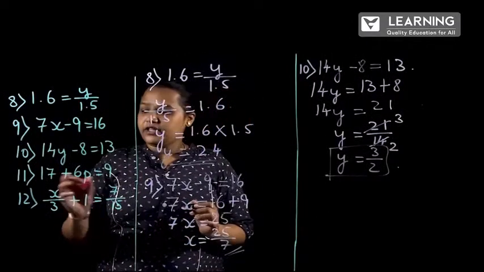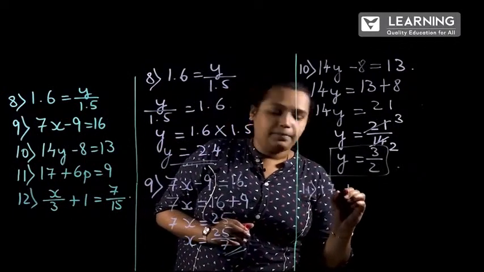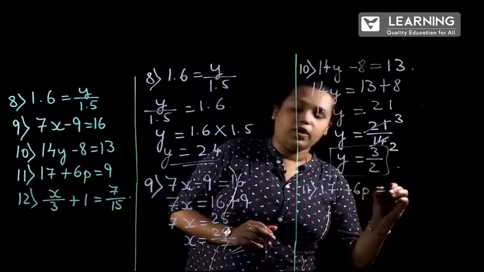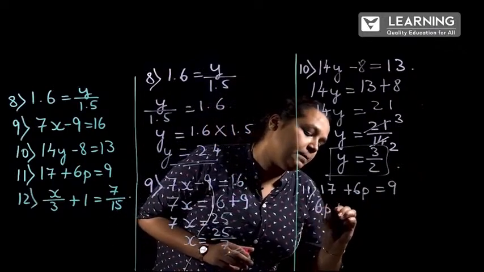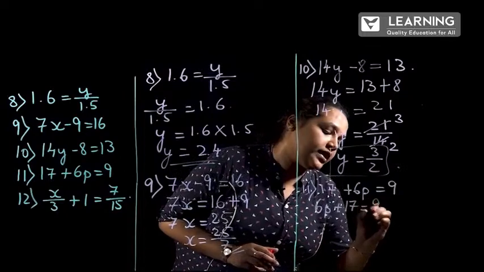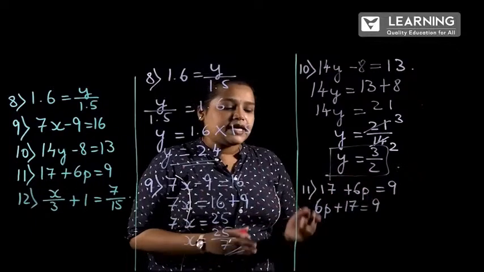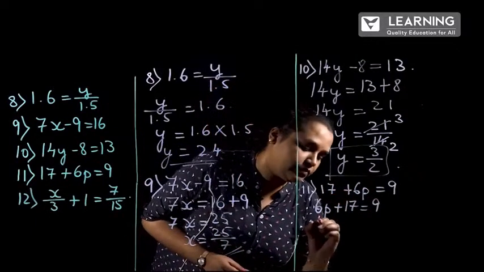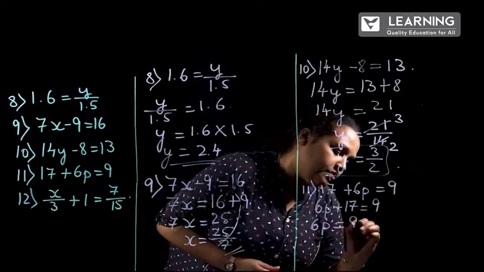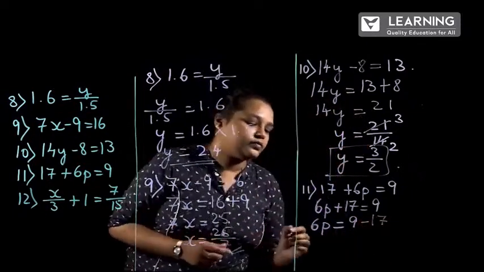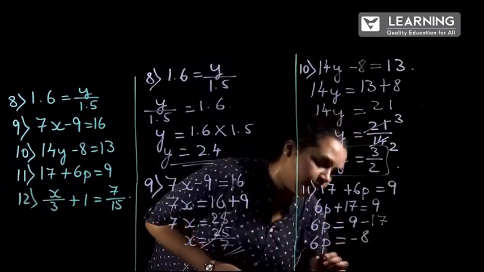Next problem, the 11th problem. 17 plus 6p will be equal to 9. Can we rearrange it as 6p plus 17 equals 9? This is the same, 17 plus 6p and 6p plus 17 are the same. Now we'll solve. 6p is equal to 9 minus 17. The value of 6p will be equal to minus 8.